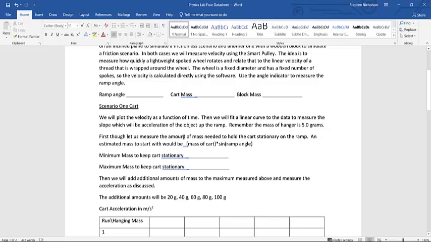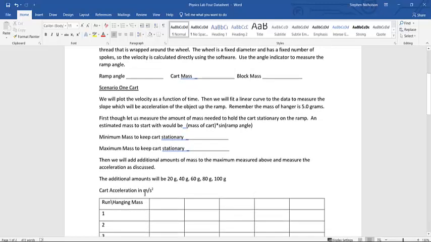We'll estimate the mass needed by taking the mass of the cart, which we've measured up here, and multiplying by the sine of the ramp angle. One thing we have to do here is remember to add 5 grams to the masses that we put on the hanger, because the mass of the hanger is 5 grams. So if we put 100 grams on the hanger, we're really adding 105 grams on this vertical mass. These may be exactly the same number. I think there'll probably be a slight difference, maybe a gram or 2.